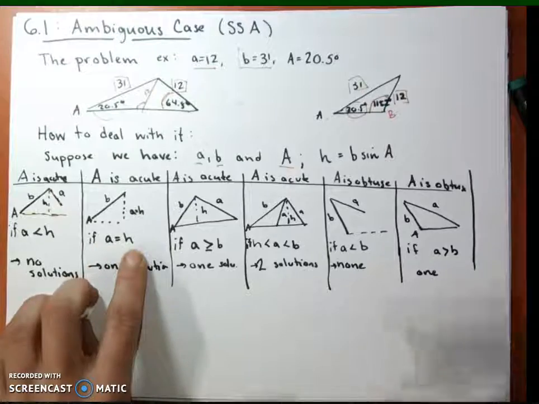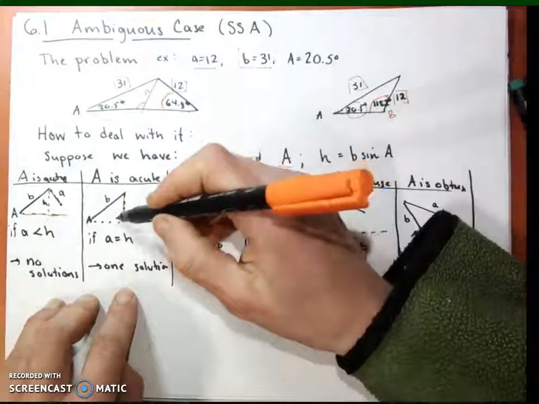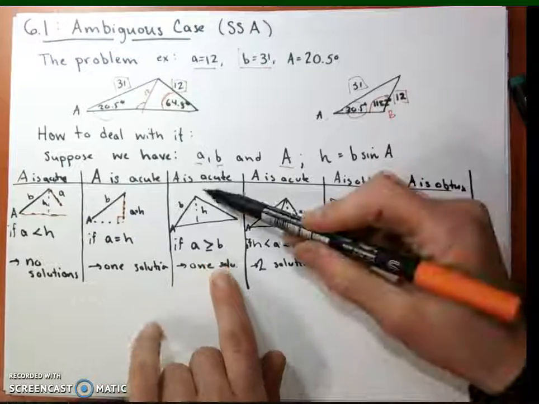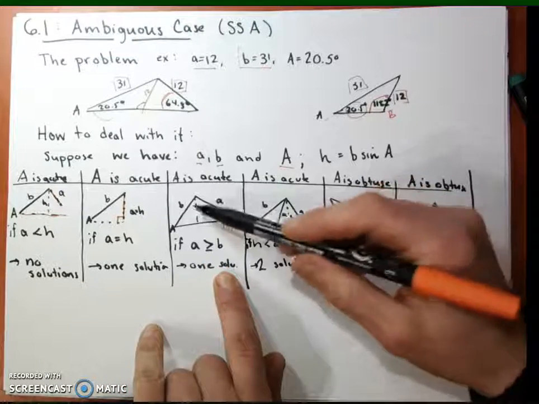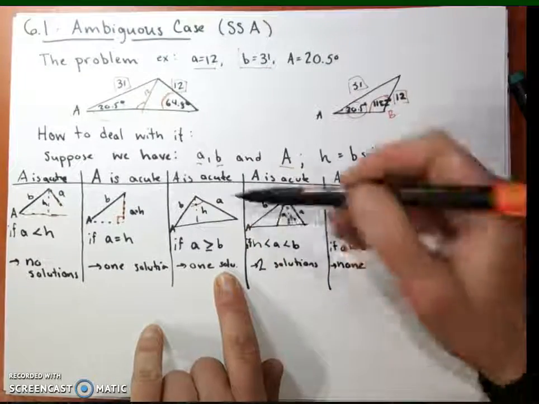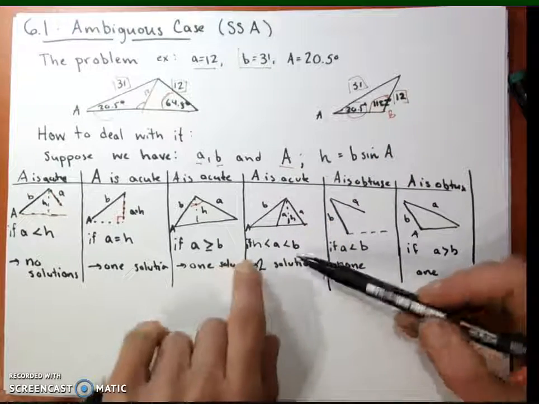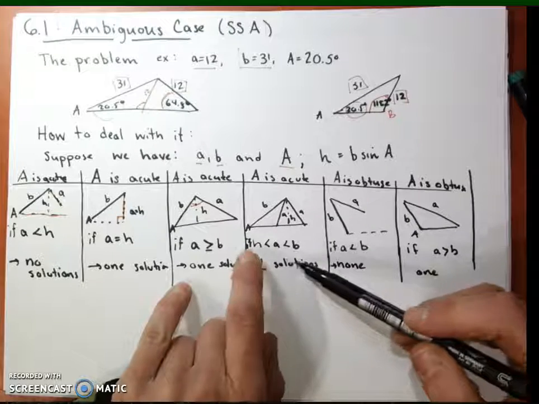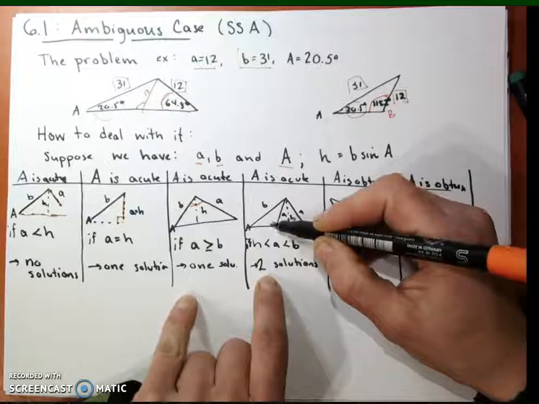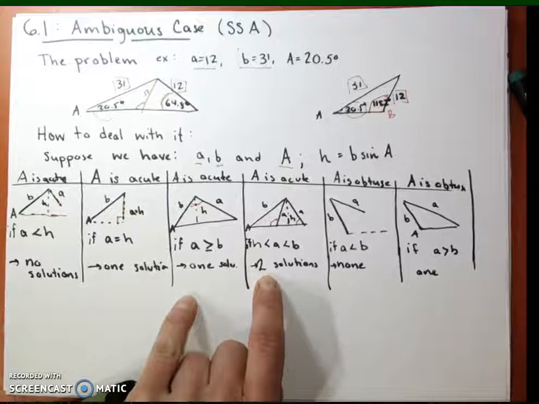If a equals h, then this little a side is the same as the height, so we're left with exactly one solution where we have a right triangle. If a is bigger than or equal to b, then we have just one solution. This angle C is forced to be obtuse, because we have to be on the right-hand side of h. But if a is between the height and the length b, then we have two possible solutions. We have a solution where B is obtuse and a solution where B is acute.